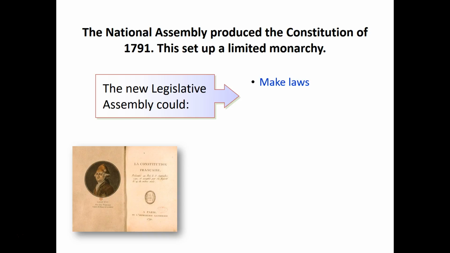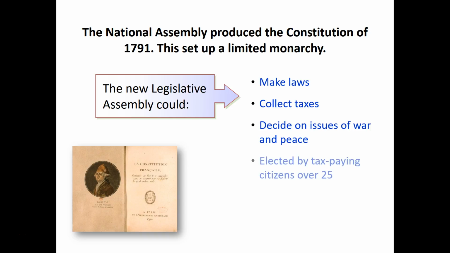So under this new constitution in 1791, it is the Legislative Assembly. And you'll notice we have a new name here, not the National Assembly, but under that first constitution, it's the Legislative Assembly. So the Assembly has the right and the power to make laws, collect taxes, decide issues of war and peace, and it would be elected by citizens who pay taxes and are over the age of 25.